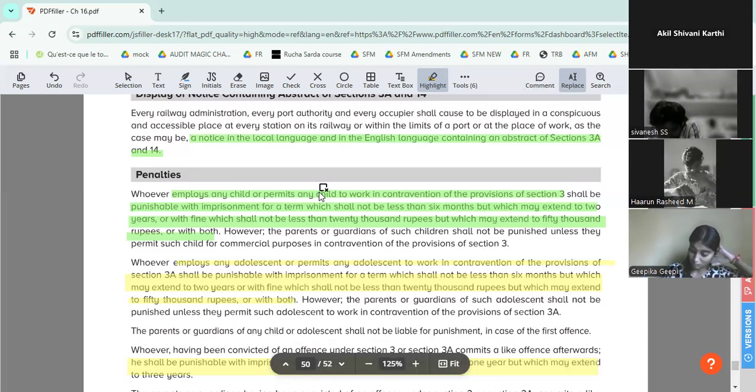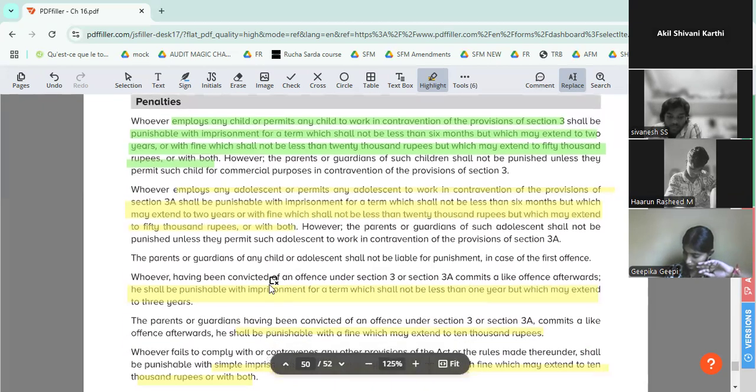However, parents or guardians of such adolescent shall not be punished unless they permit such adolescent to work in contravention of provisions of section 3A. Provided the parents or guardians of any child or adolescent shall not be liable for punishment in case of first offense. So if the first time, without knowing, they put their child to work or in adolescent hazardous occupation, parents or guardians will not be punished, only for the first time, first offense only. However, if they are repeating it, then they will be punished.